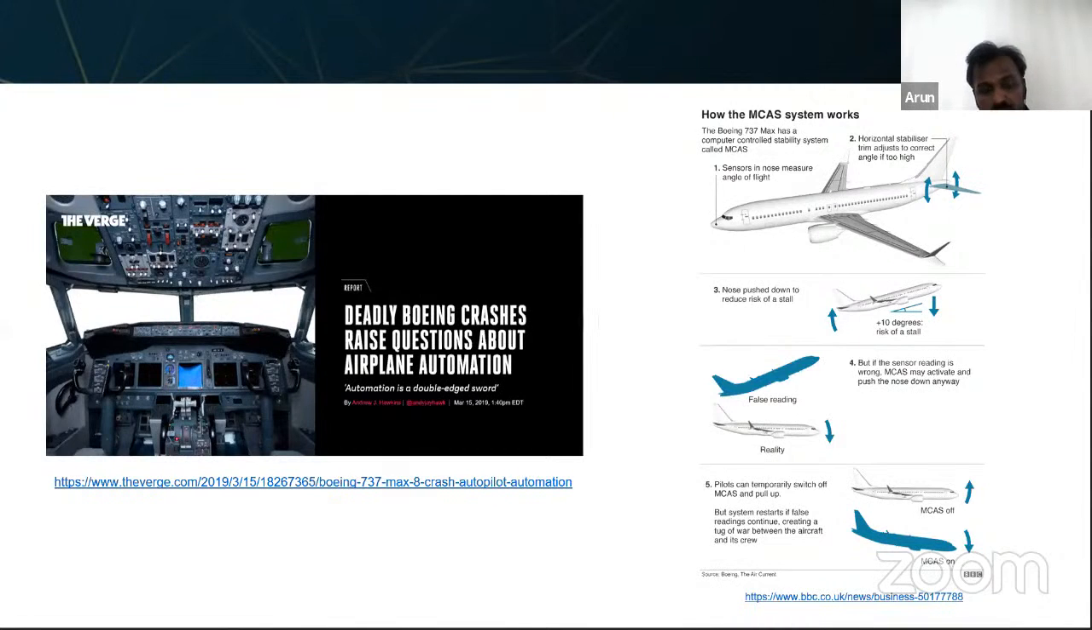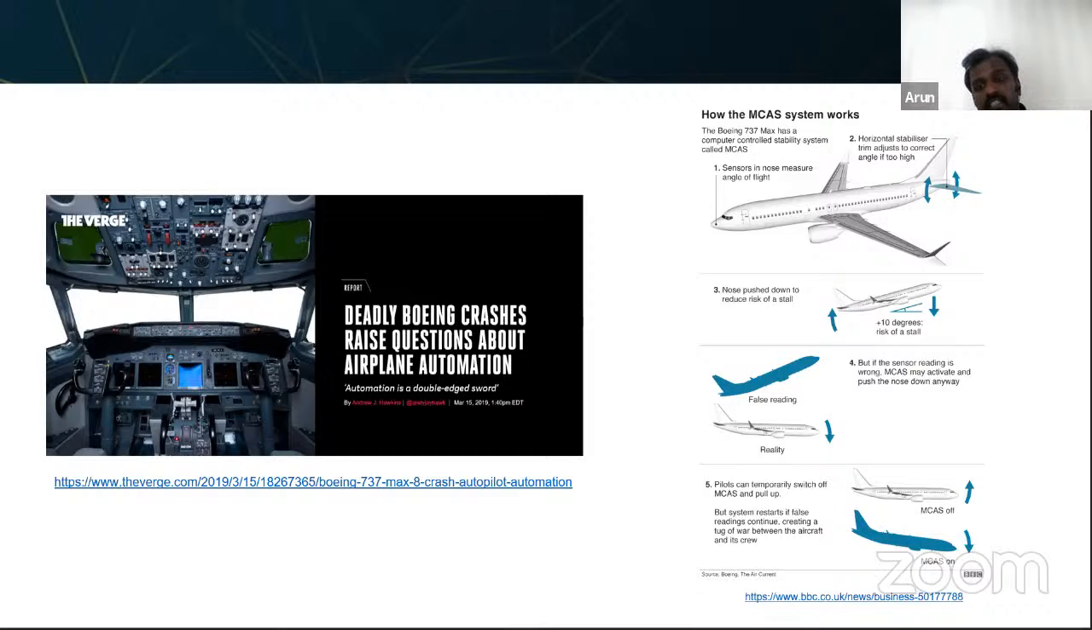MCAS is nothing but the Maneuvering Characteristics Augmentation System. In simple terms, when an aircraft takes off, there is a sensor which detects the angle of attack, which is basically the tip of the nose. It then provides information to the horizontal stabilizer. As you see in the picture, you have something on the tail end, which I just call a stabilizer, which adjusts to provide sufficient lift for the aircraft, reducing the pressures and so on.